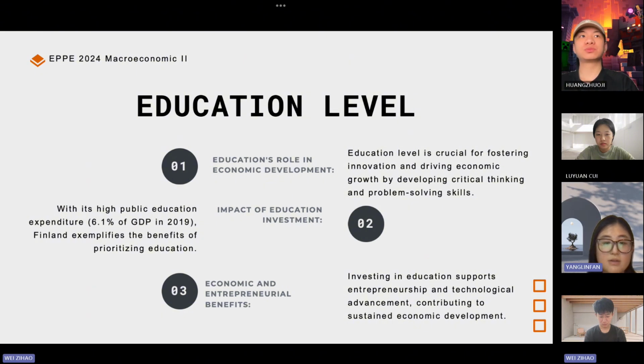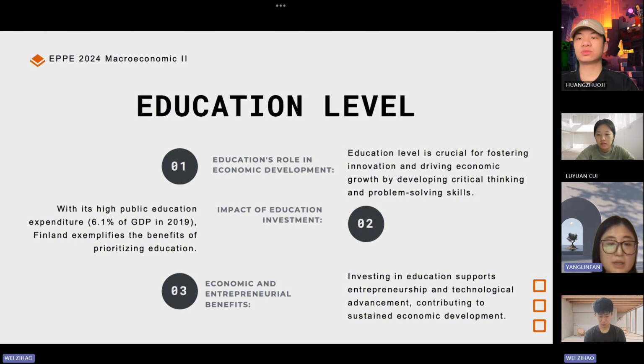And then it's about education level. The first one is education's role in economic development. Education level is crucial for fostering innovation and driving economic growth by developing critical thinking and problem-solving skills. And the second one is about the impact of education investment.